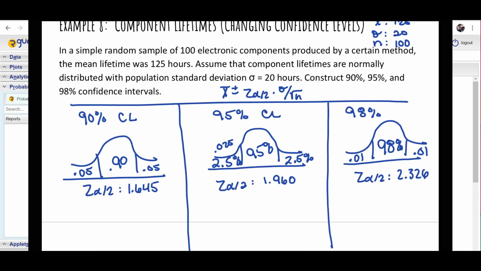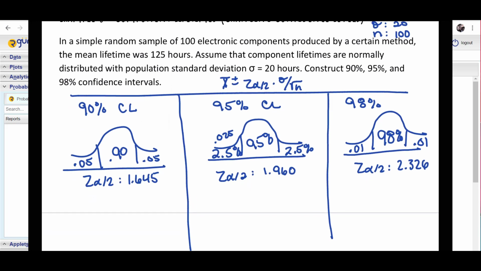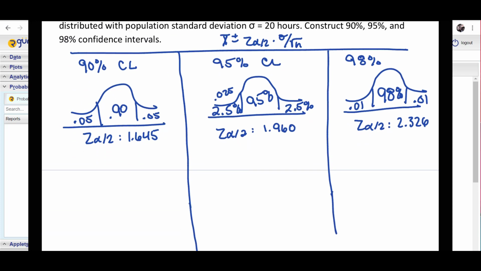Okay, so now we have everything that we need. X bar is 125, sigma is 20, n is 100, and the z alpha over 2, the critical value, varies. So we're just going to fill out each one real quick and see how they differ between the different confidence levels. How does it change the confidence interval? So again, we have x bar plus or minus z alpha over 2 times sigma over square root n.